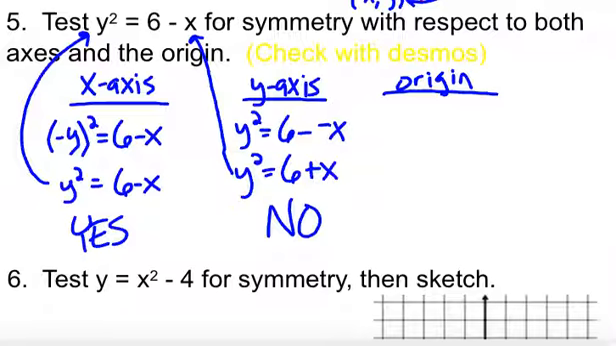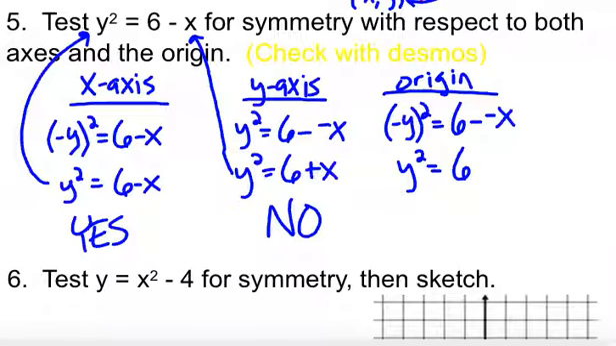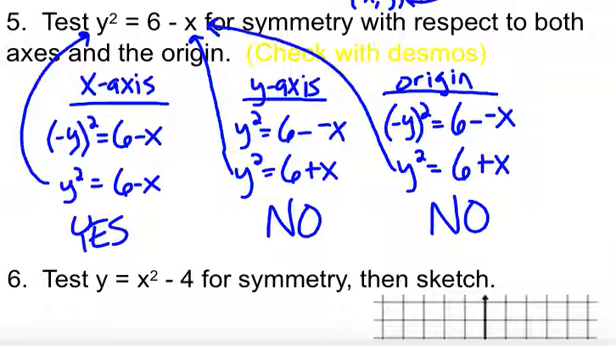When we test for origin, we plug in both negative x and negative y. So we're going to do negative y squared equals 6 minus negative x. And we're going to clean that up. Negative y squared is just y squared, and negative negative makes it plus x. And then we compare. Is that the same thing? Well, the answer is no.